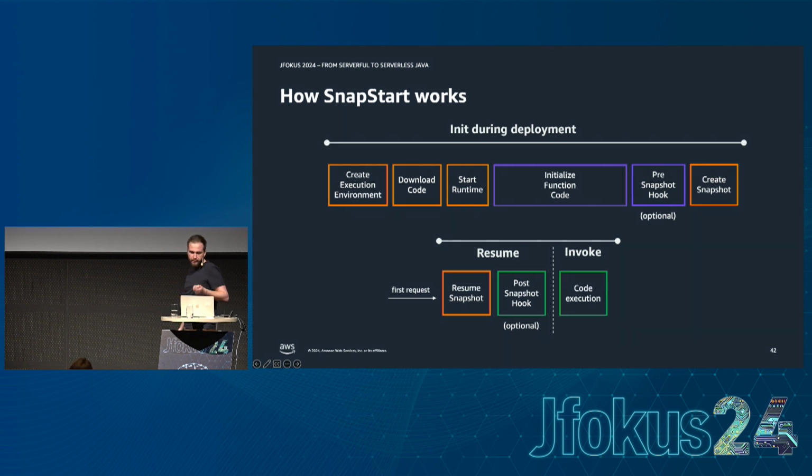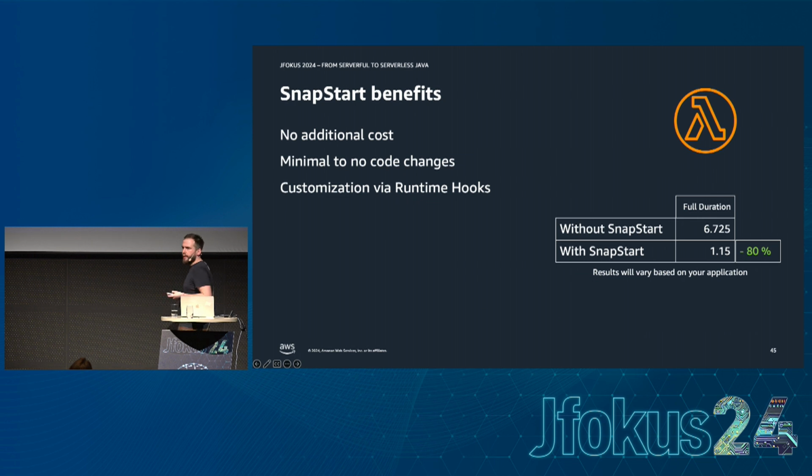To give you a rough idea on an existing Spring Boot application: by using that snapshotting mechanism, you go down from 6.7 seconds in this example. That's a Spring Boot app writing to a Postgres database, so it's a simple CRUD operation. Just by enabling SnapStart and getting that snapshot, you would be at around 1.15 seconds. So a huge difference for you.